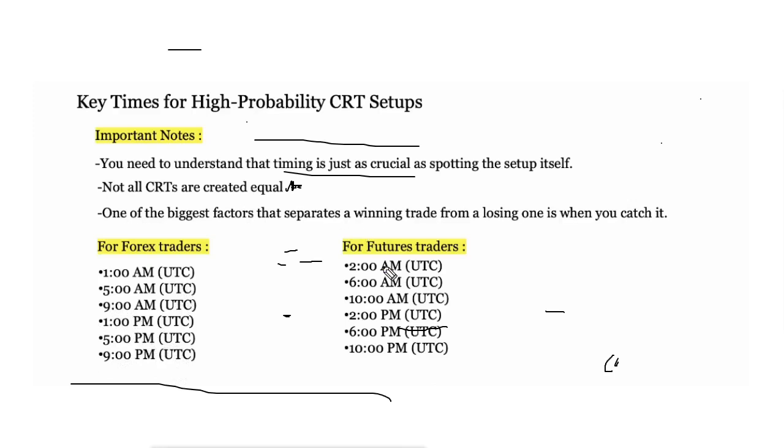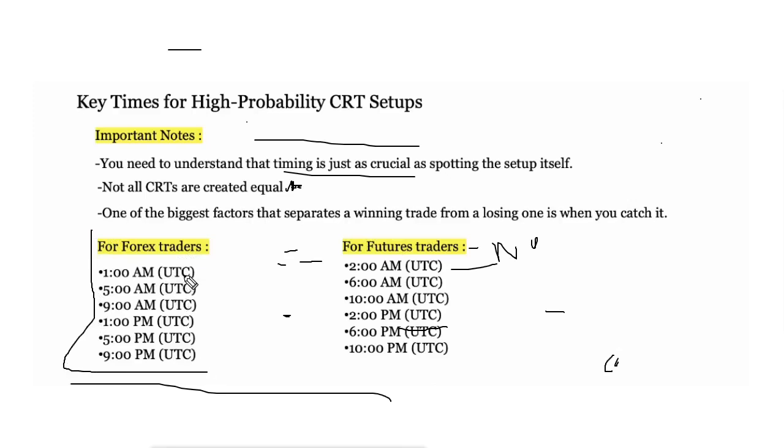So for futures traders, it's going to be 2 a.m., 6 a.m., 10 a.m., 2 p.m., 6 p.m. and 10 p.m. So the only difference there is that what? The futures traders are your NASDAQ, S&Ps, your indices. But for forex, your normal gold, your GBP, your USD, your Boom and Crash, your Volatility 75. These are the time frames that work with them, right?